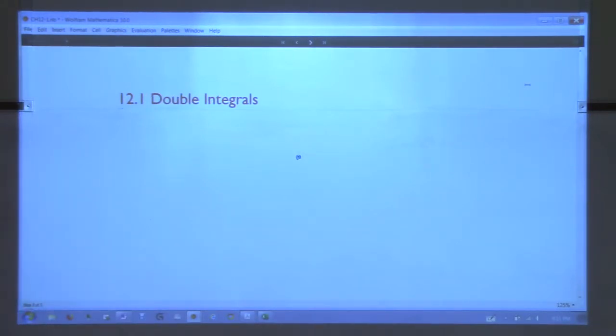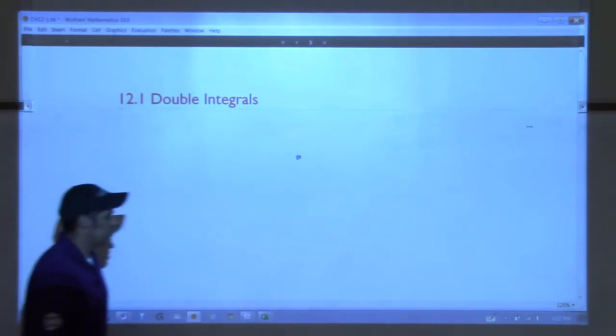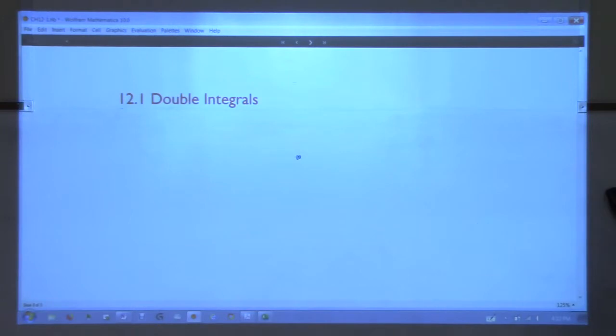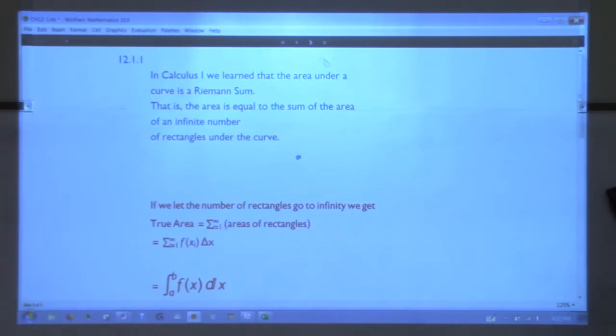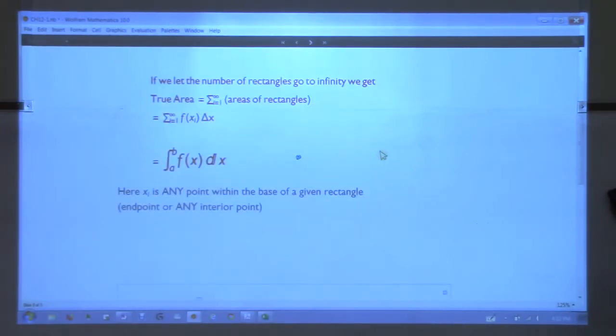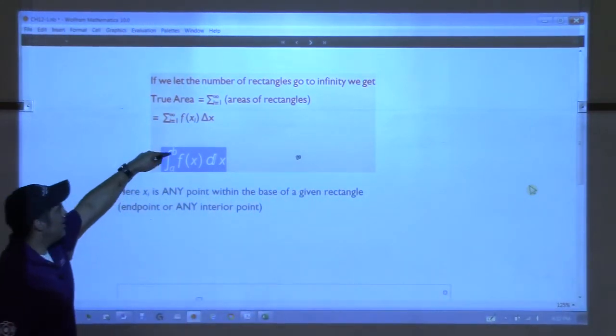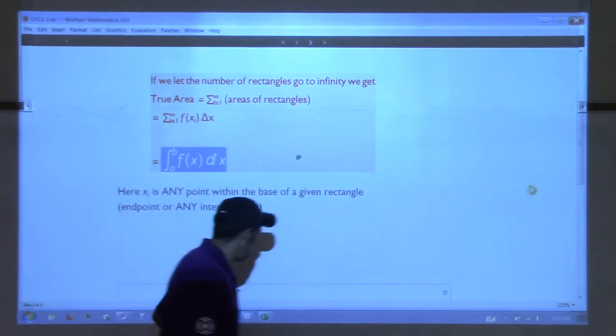So we start off this discussion with the idea of a double integral. And we're going to take a little bit of time, not much, to review what our standard integral is. We have this notation that we use for definite integrals, right? Integral sign, and this a and this b, those are our limits of integration.